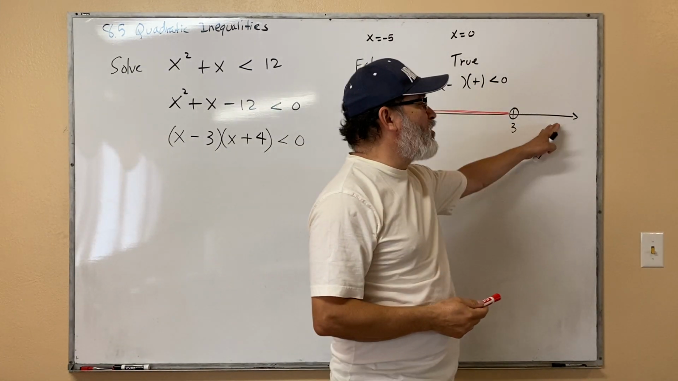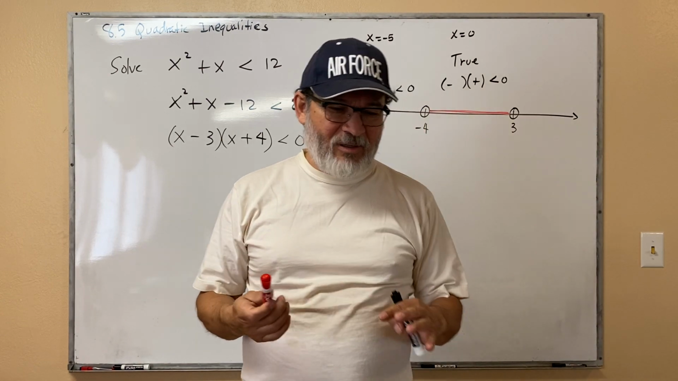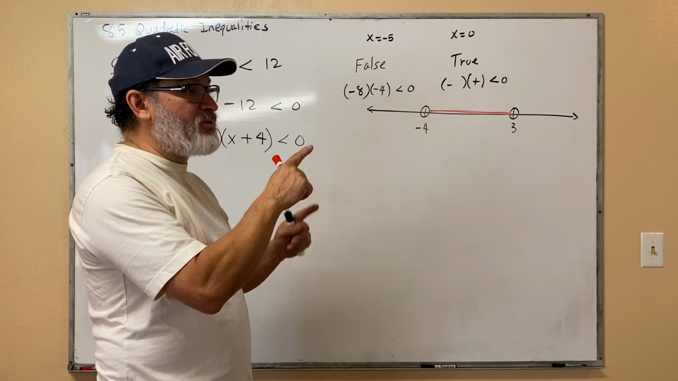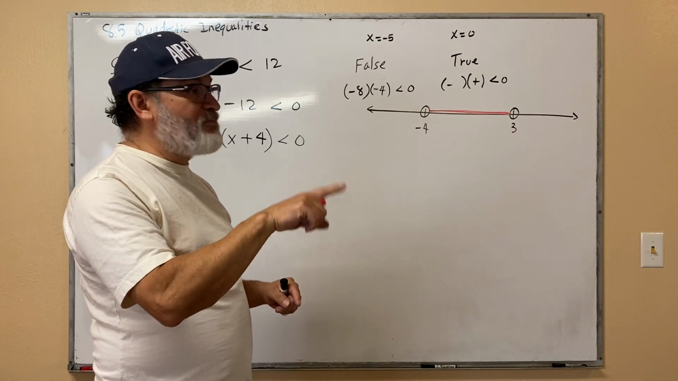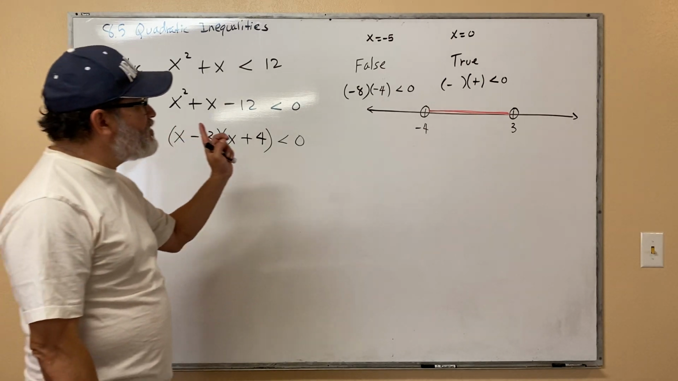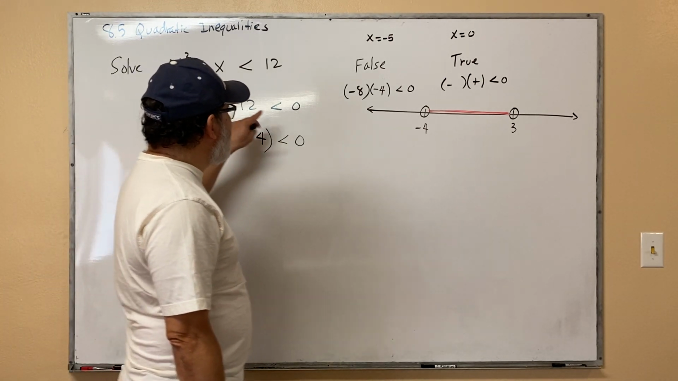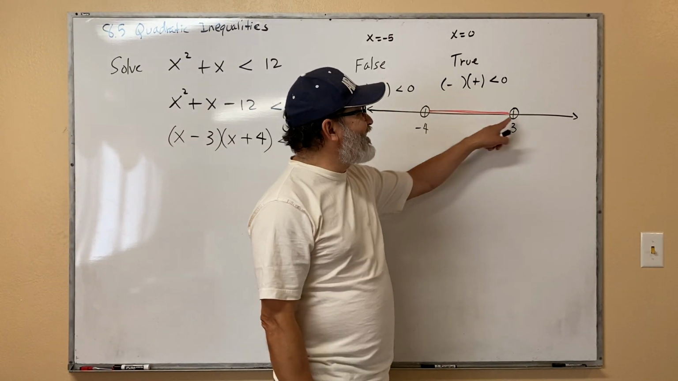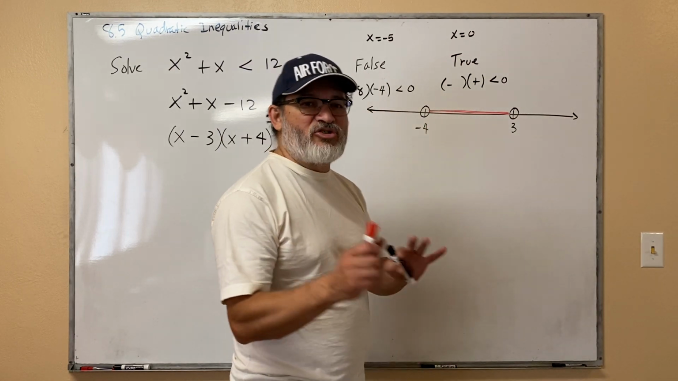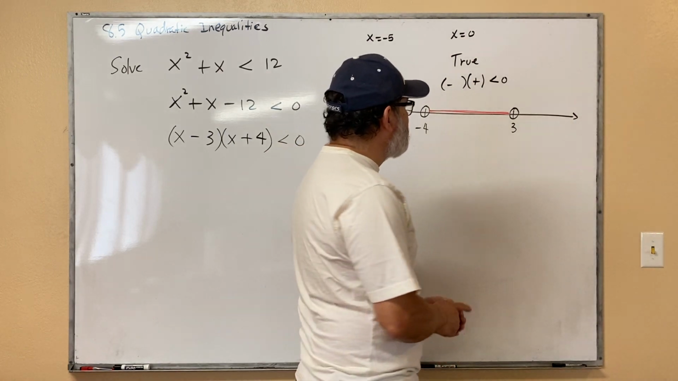Okay, let me check the last one. Although once you get practice, you realize that for this problem, you're done because it's a parabola. What they're saying is that the parabola is less than 0 in this interval. But if you don't understand, no problem. Let's check the last region.